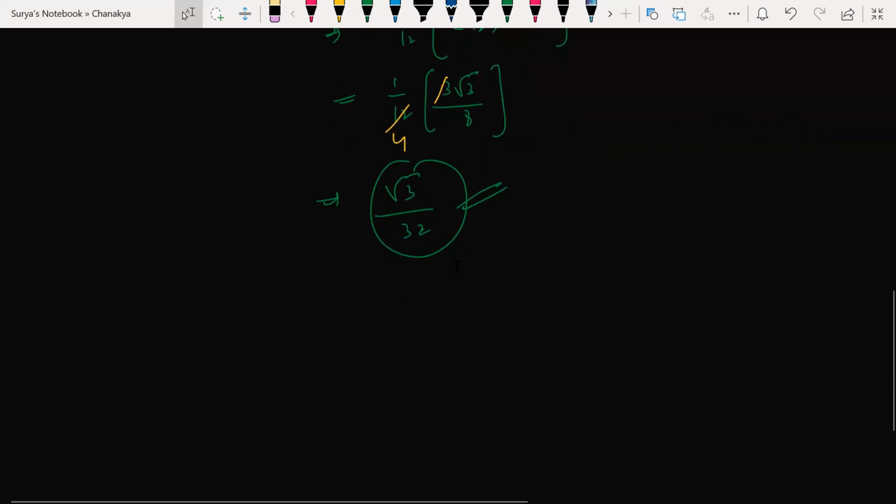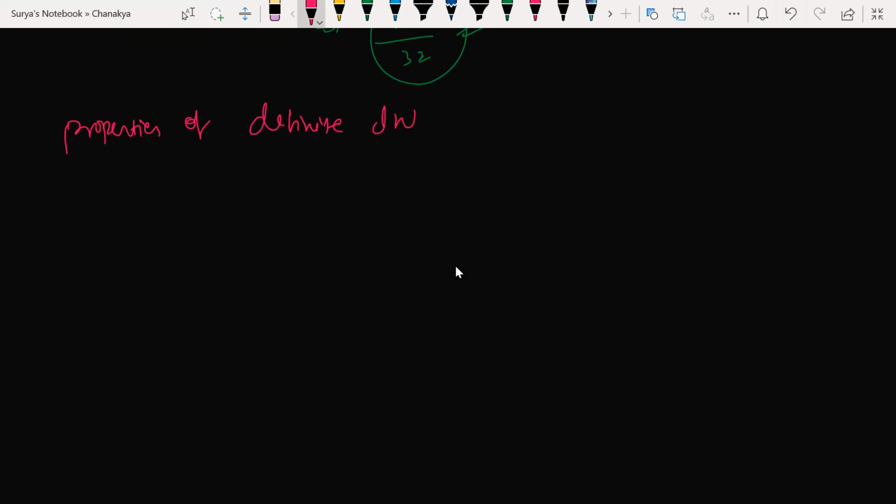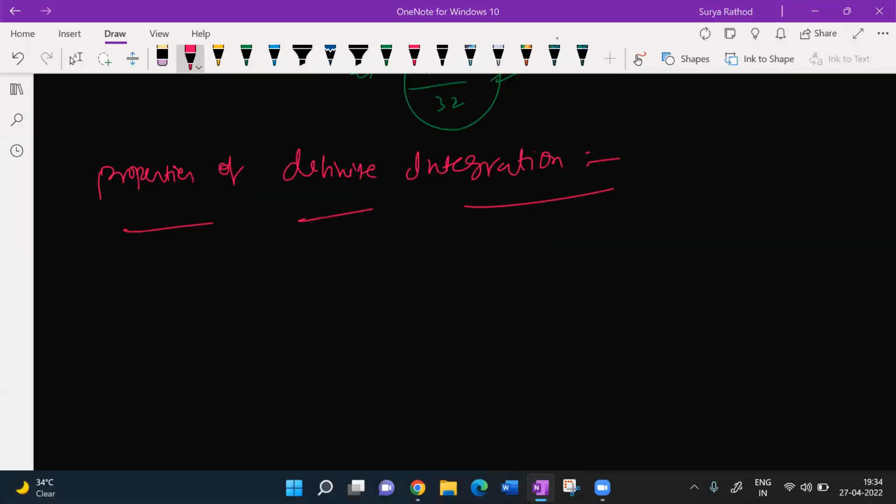Now I'll tell you one simple thing. Now we'll solve the question based on properties. So I'm sure everyone knows the properties of definite integration. So what are the properties we learned?